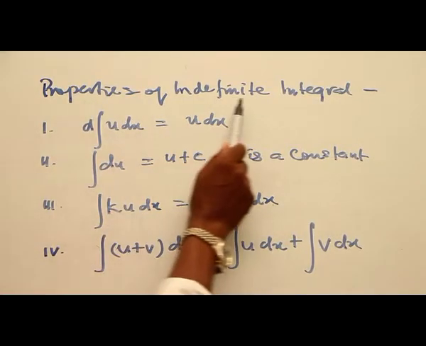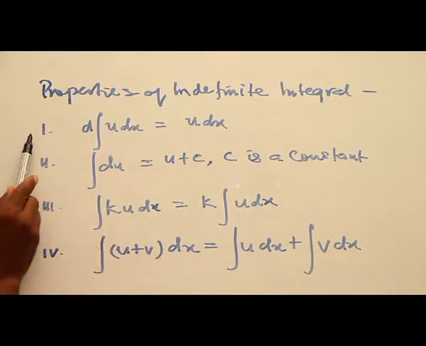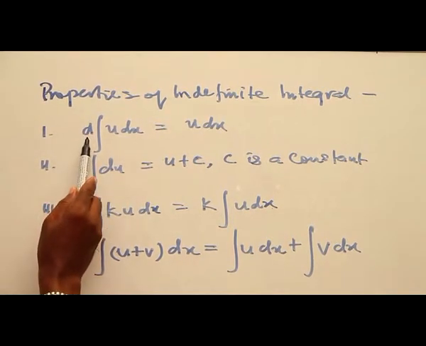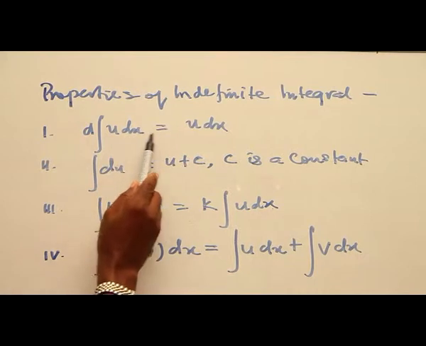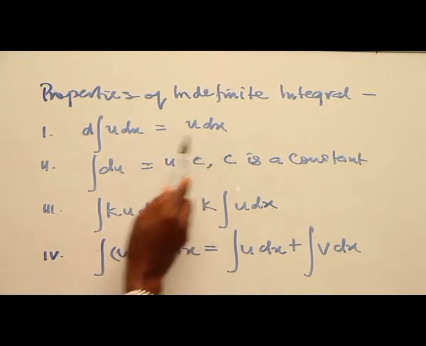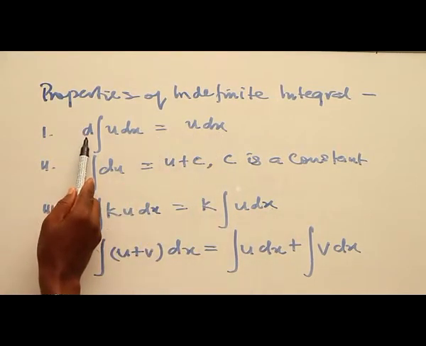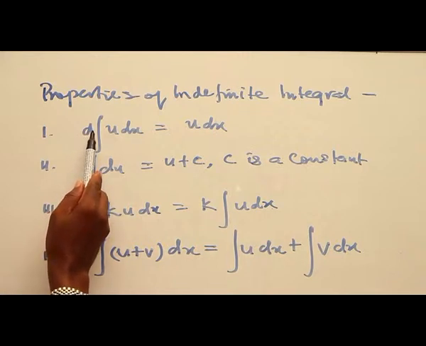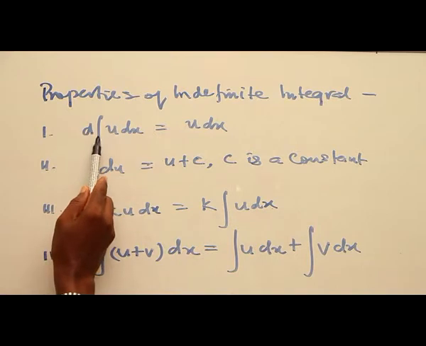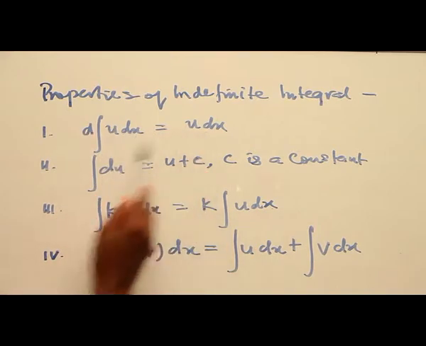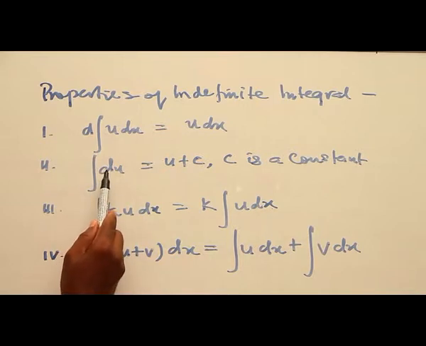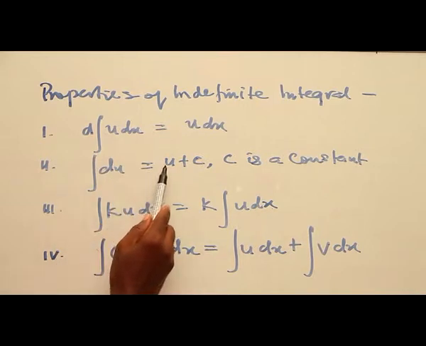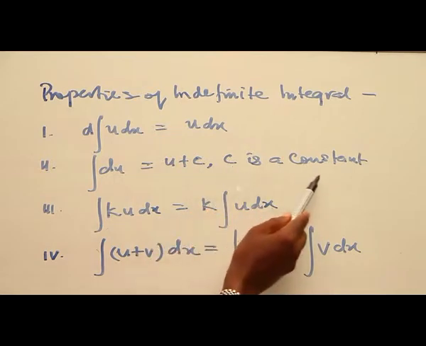The properties of indefinite integral. The first property is: the derivative of an integral of u ds is equal to u dx. The reason is that derivative, or differentiation, is the inverse of integration. So d and this symbol will cancel to leave you with u ds. Number 2, the integration of du is equal to u plus c, where c is a constant.